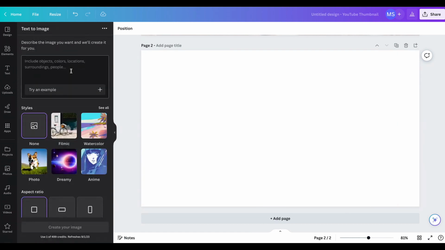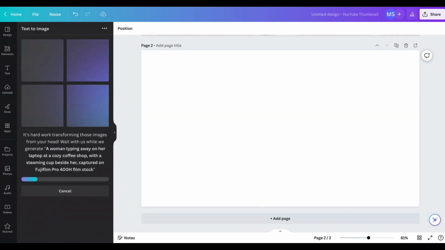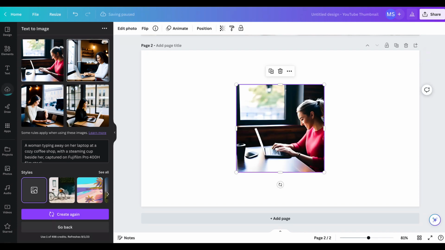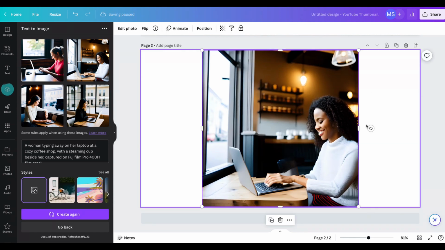Canva's text-to-image is something I hadn't tried until now and that I don't really see many people discussing, and I think I understood why. It doesn't really do well with images of people.